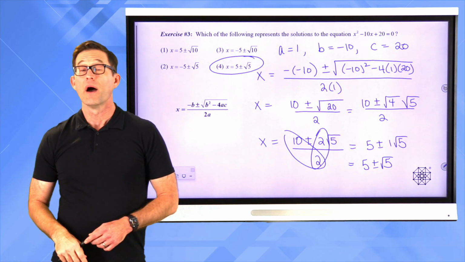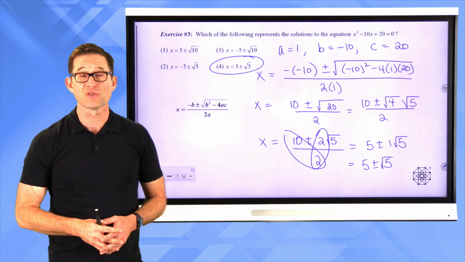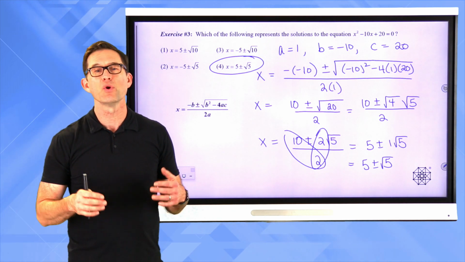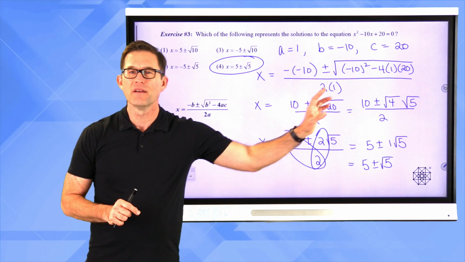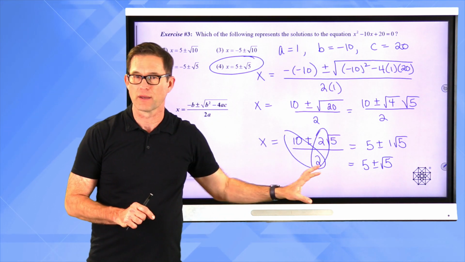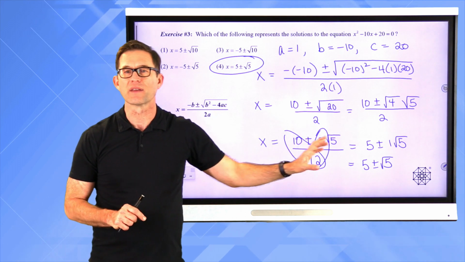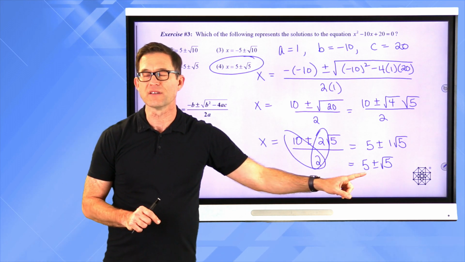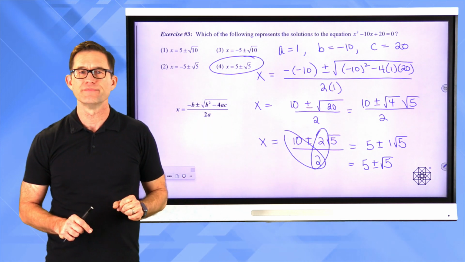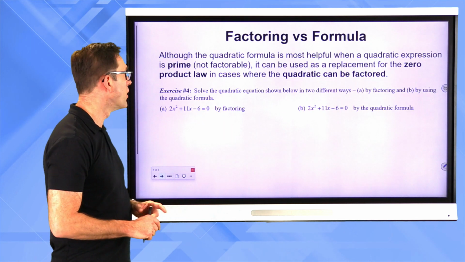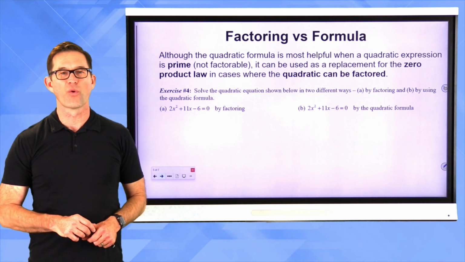Choice 4. Again, honestly, the beauty of completing the square versus the quadratic formula is that none of this kind of business are you doing, right? So you pretty much are getting almost all the way to here without having to simplify all this fraction work. Let's keep going. Factoring versus formula.